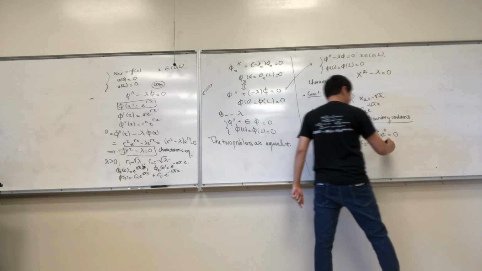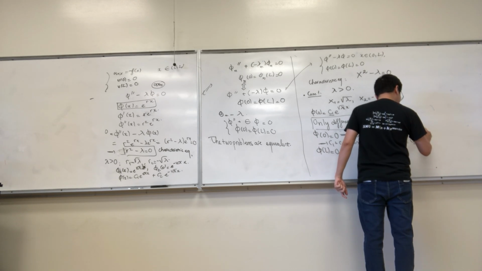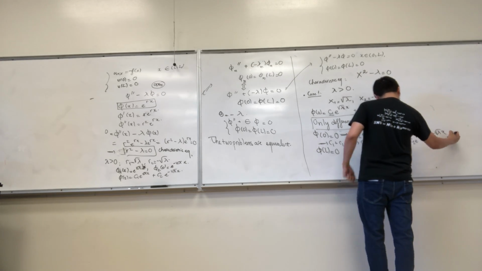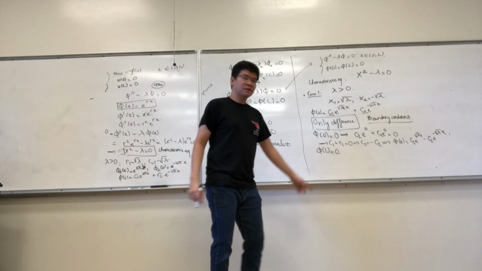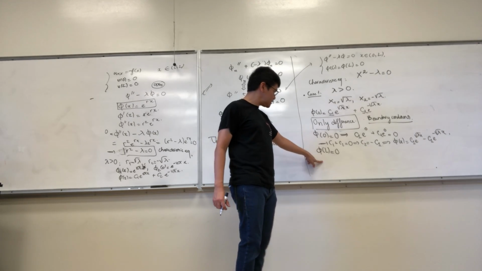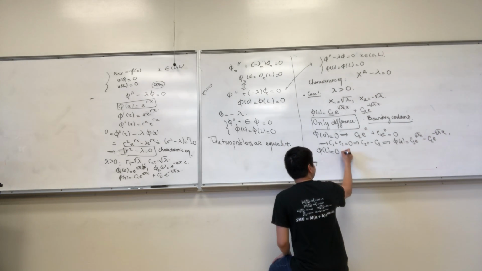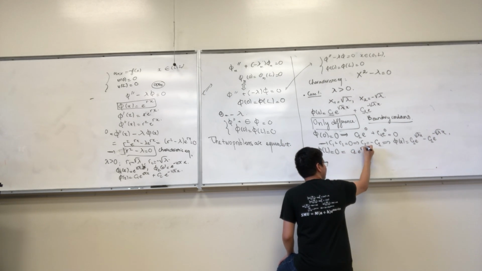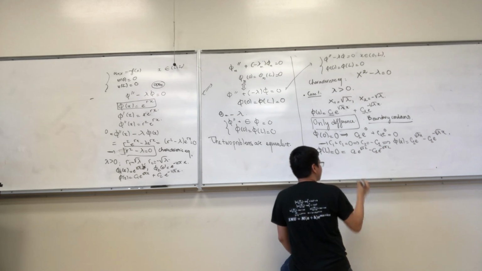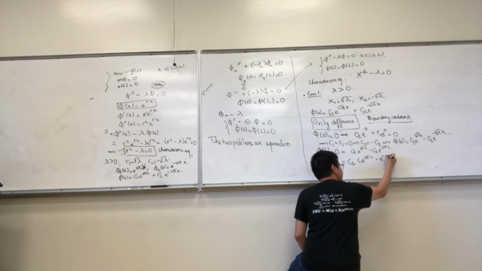So from here, I know that phi x will be C1 e to the square root of lambda x minus C1 e to minus square root of lambda x. All right? So the second boundary condition tells me that when I replace L here, I have a 0. So I'm going to have C1 e to the square root of lambda L minus C1 e to minus square root of lambda L. And this gives me C1 times e to square root of lambda L minus e to minus square root of lambda L.